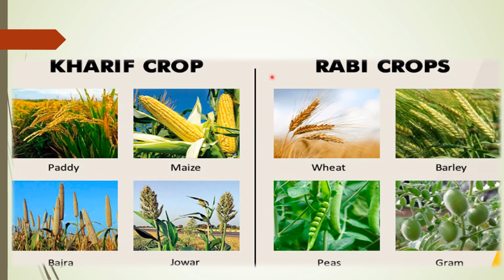Kharif crops. Paddy, maize, bajra, and jowar. Rabi crops. Wheat, barley, peas, and gram.